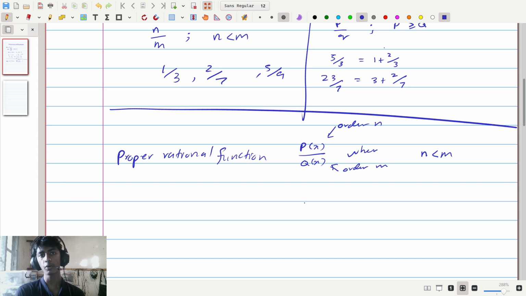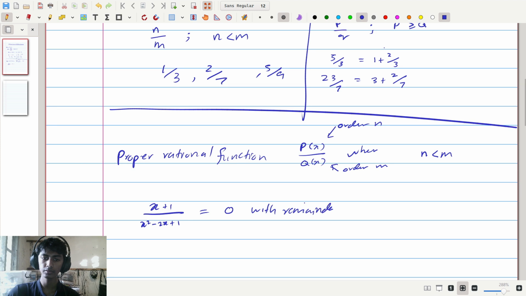You will recall from the polynomials lesson, when we divided polynomials, if the order of the numerator was less than the order of the denominator, it was impossible to divide. If we had something like x plus 1 divided by x squared minus 2x plus 1, we'll leave that as the example. In this case, there are no polynomials we can multiply the denominator by to get the numerator. So therefore, this was equal to 0 with a remainder of the numerator, which is x plus 1.